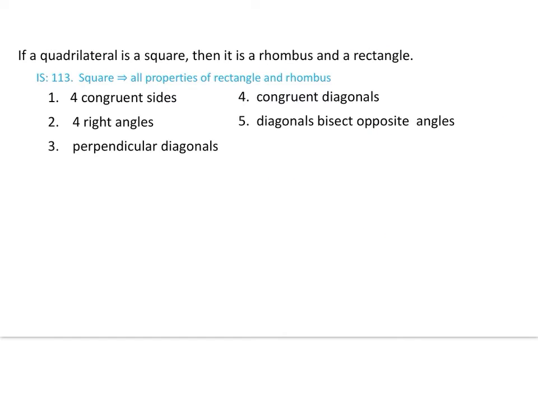For sure, if a quadrilateral is a square, then it is a rhombus and a rectangle. So what this means is that if it's a square, this implies that it has all the properties of a rectangle and rhombus. That means all four sides are congruent, all four angles are right, perpendicular diagonals are also congruent, and the diagonals bisect the opposite angles.